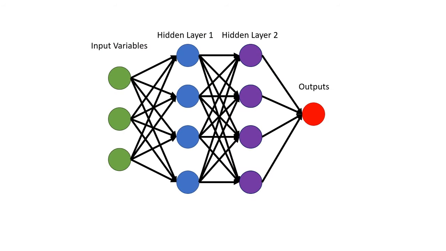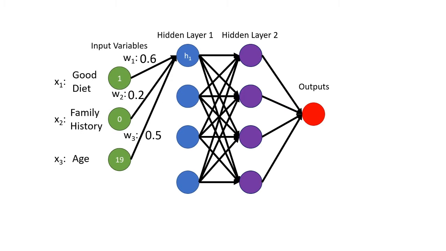Let's say we want to determine whether or not we might have a certain disease. Our network begins with our inputs. This could be a good diet, family history, and age. But of course, health is more complex than this, but I'm just trying to keep it simple for now. The data could be read as follows. 1, as in we follow a good diet. 0, as in there's no history of family diseases. And then we have age at 19.